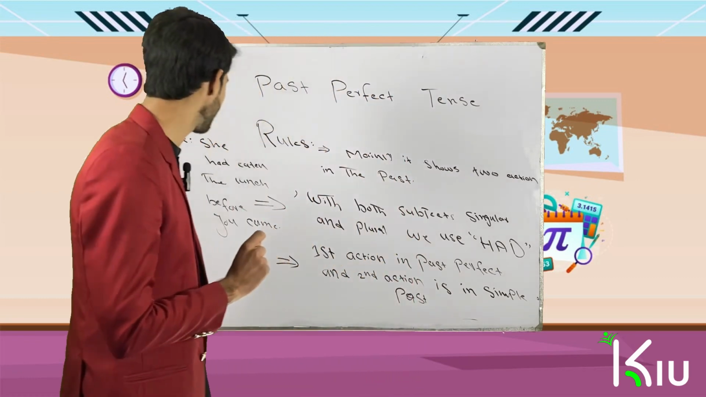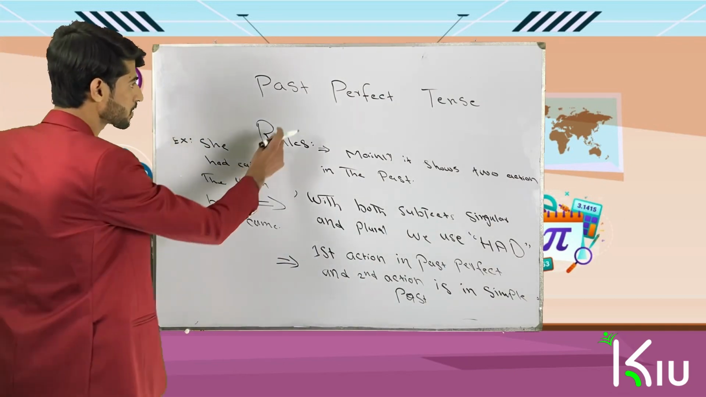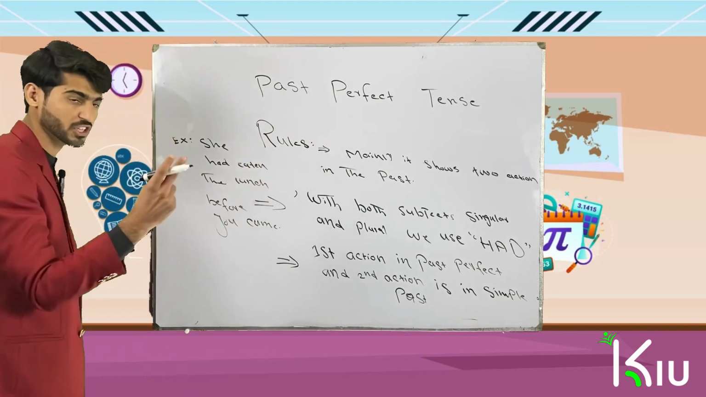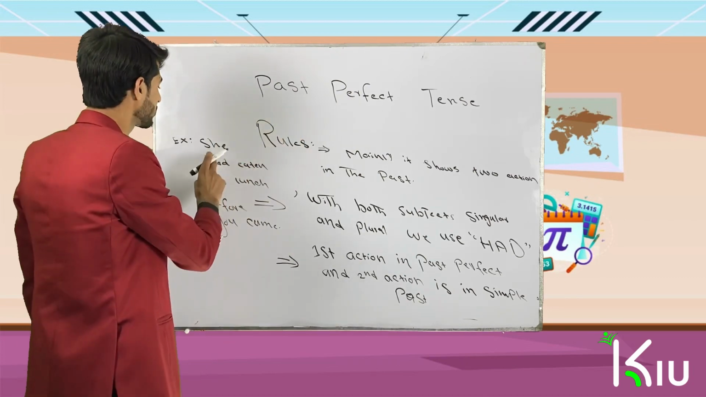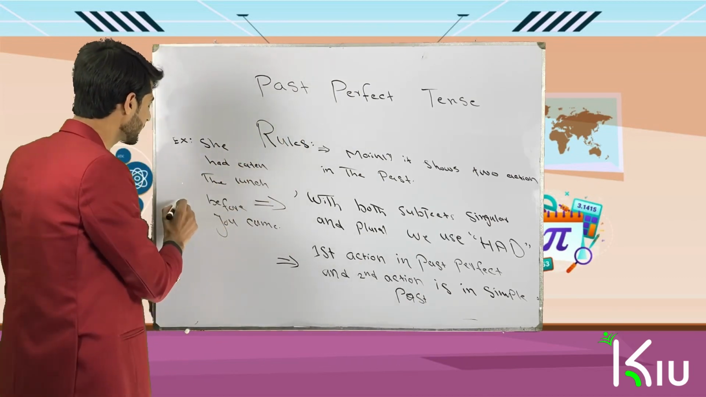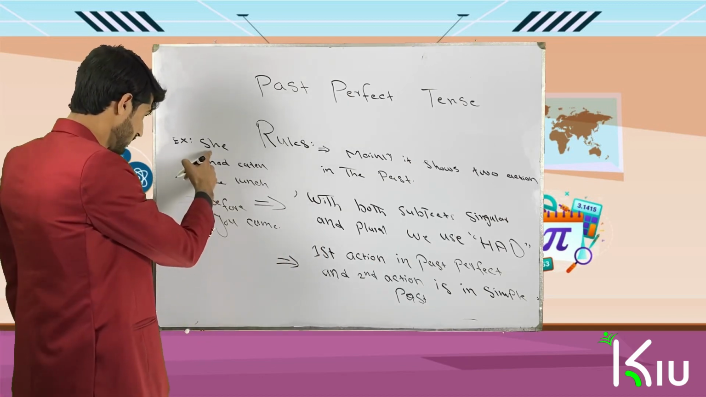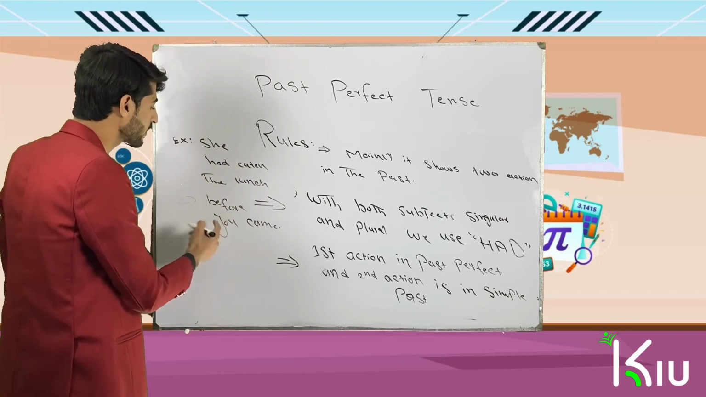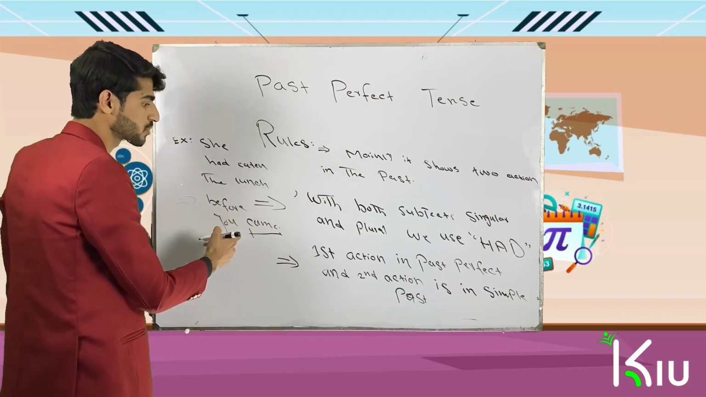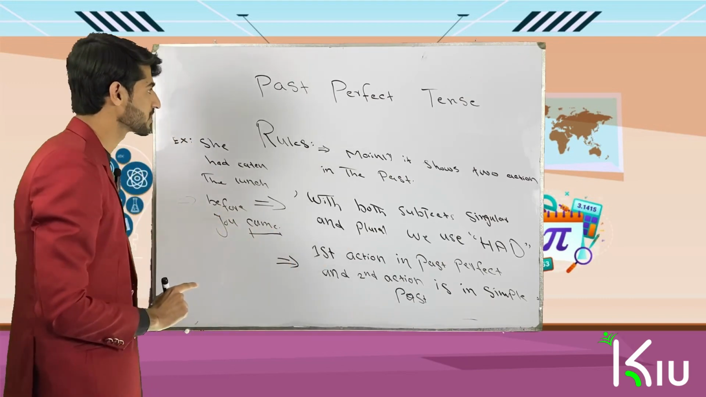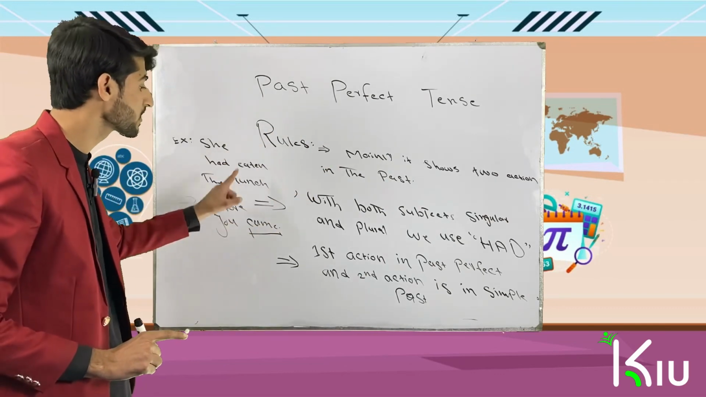Let's see an example. She had eaten the lunch. Now it is past perfect, so it shows us two actions. The first action is in past perfect tense: she had eaten the lunch. And the second action will be in simple past tense: she had eaten the lunch before you came. Have a look at this, before you came. Now it is simple past tense. So the first action is in past perfect and the second action will be in simple past tense.